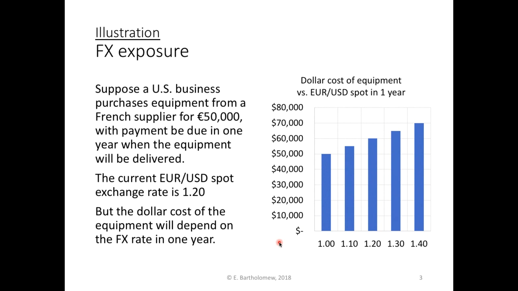But in fact, the dollar cost of the equipment, when they pay for it in a year, will depend on the FX rate in 1 year. And as we see in this table or this chart to the right, the cost of the equipment could vary a lot. So if it stays at 1.2, they will pay the $60,000. If the euro becomes weaker and they can buy euros at 1-to-1 instead of 1.2-to-1, the equipment will cost $50,000. Or going in the other direction, if the euro becomes much stronger and they have to pay $1.4 for a euro, they'd end up paying $70,000 for that equipment.